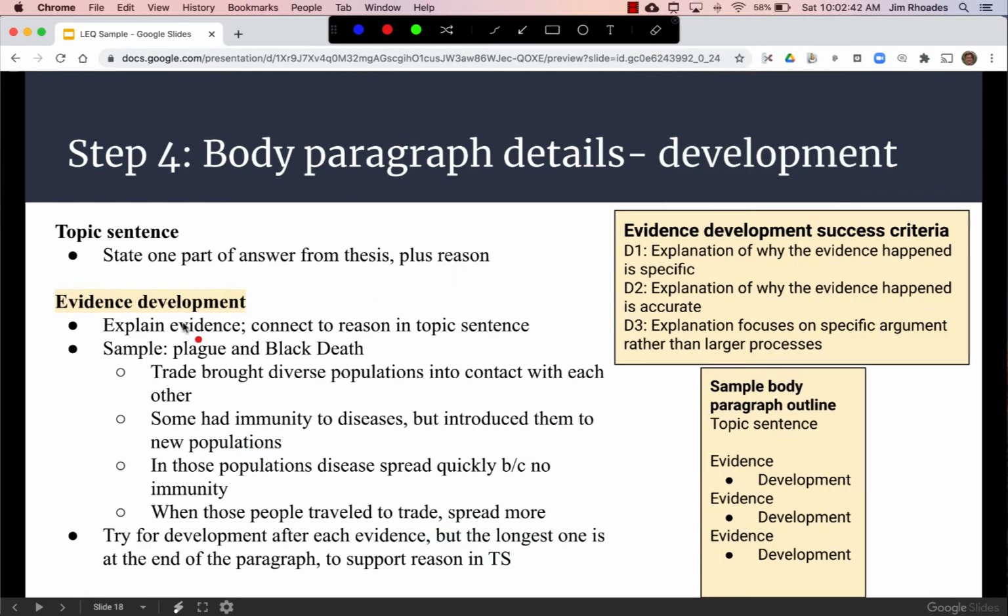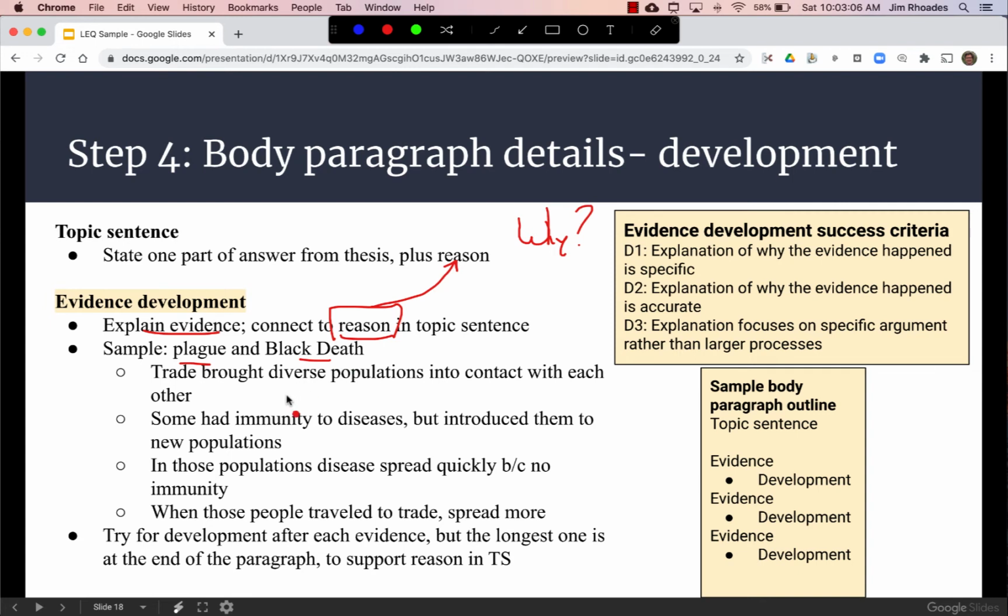For development, we are essentially explaining the evidence. That's kind of the simple, that kind of why question. But when we do that, we should be coming back at some point to the reason in the topic sentence. So when I think about plague and the Black Death, I think to myself, what does that have to do with trade networks? And why did that happen over this whole time period? What is it about trade and trade networks that causes disease to spread?